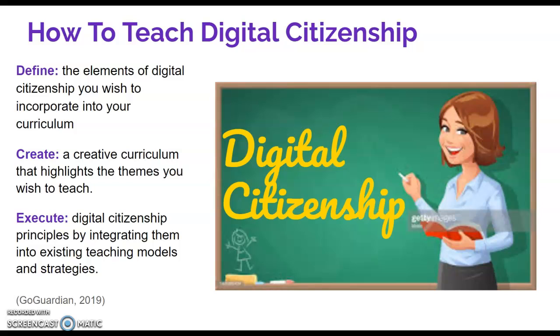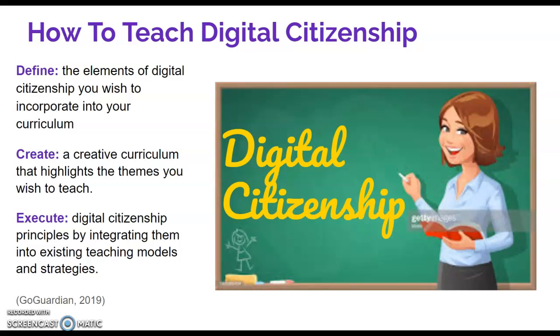How to teach good digital citizenship. According to GoGuardian, you need to define the elements of digital citizenship that you want to incorporate into your curriculum. What do you want them to know? Then you need to create your curriculum. How are you going to teach it? And then execute. Actually teach them.